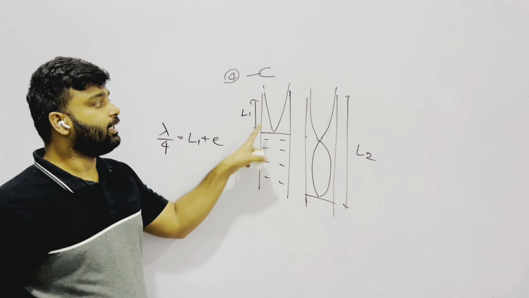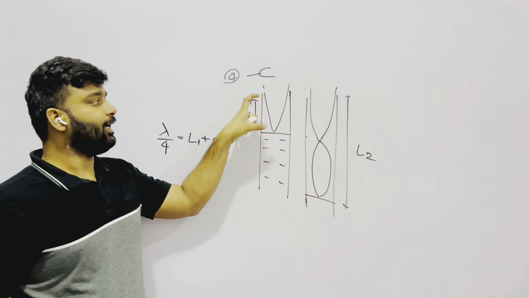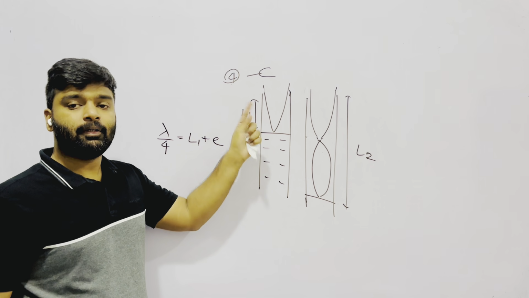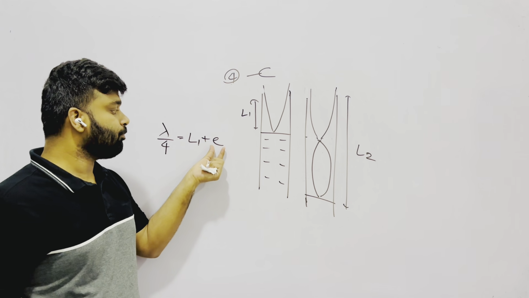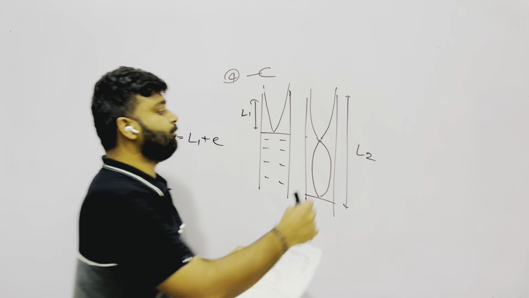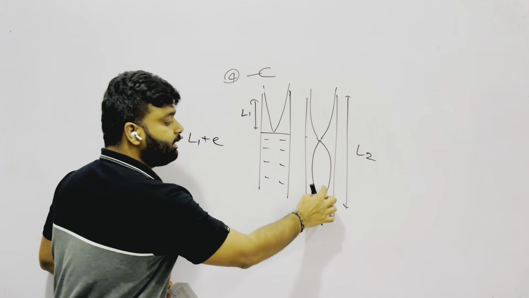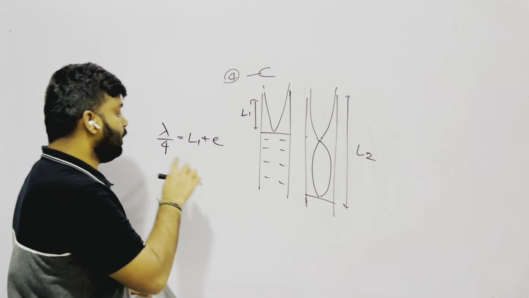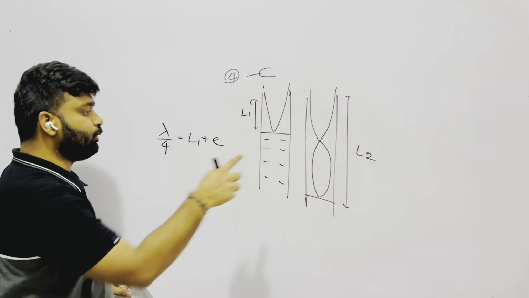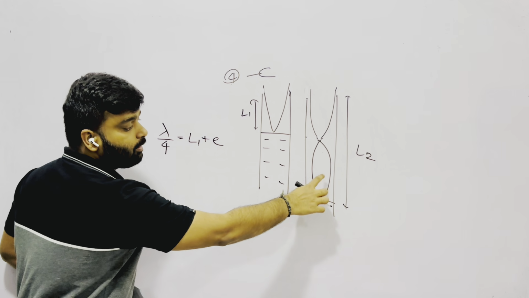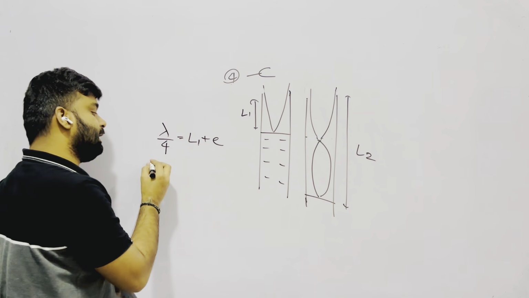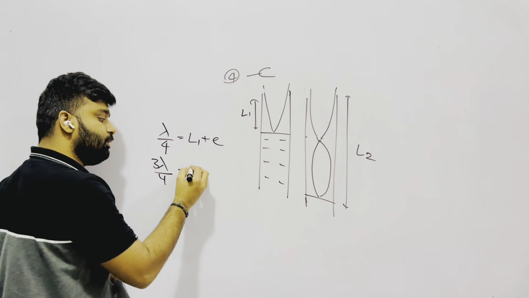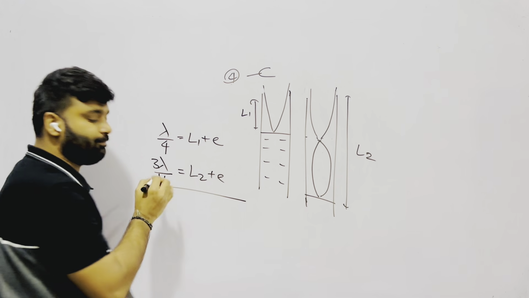That means the air molecules do not vibrate only within the pipe. Some portion of air molecules vibrate outside the pipe also. That is called end correction. Therefore, in the second case, there are 1.5 loops. One loop is equal to lambda by 2, therefore this is lambda. Half a loop is equal to lambda by 4. Lambda by 4, lambda by 4, 3 times lambda by 4 is there. That is equal to L2 plus E.